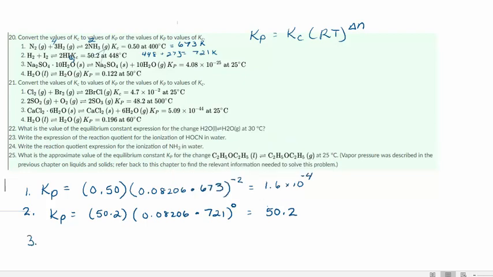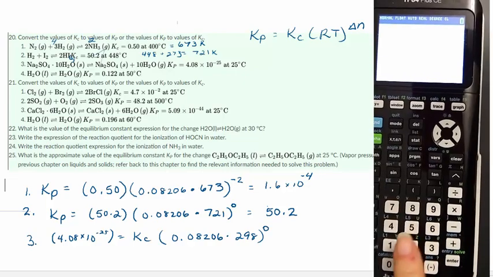In number 3, we are given our Kp and we need to calculate Kc. So in this case, I'm going to put my Kp here. Kc is what I'm looking for. So I will solve, here's my R. My T is going to be 298 Kelvin because I am at 25 degrees Celsius, and I need to raise that to my delta n.